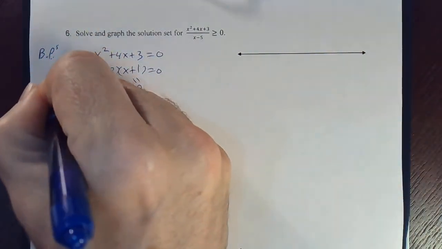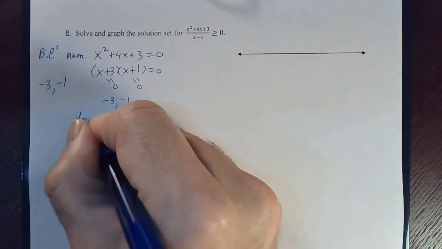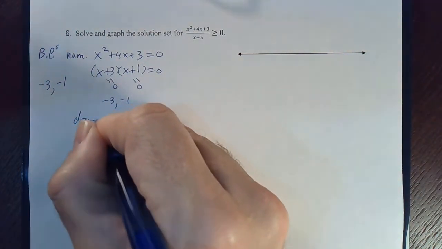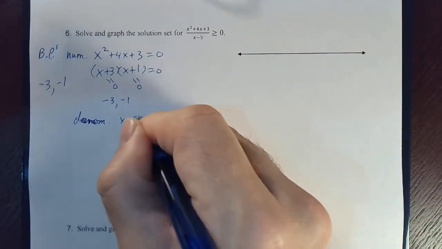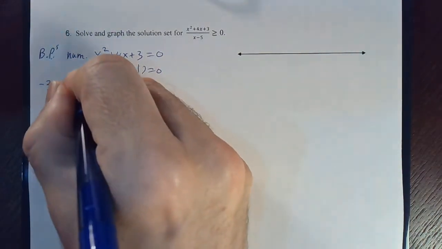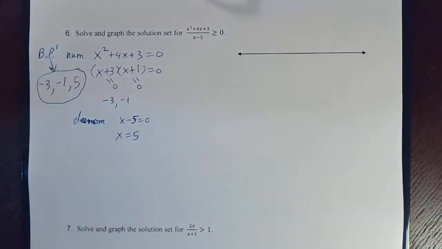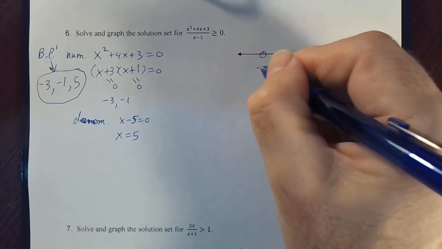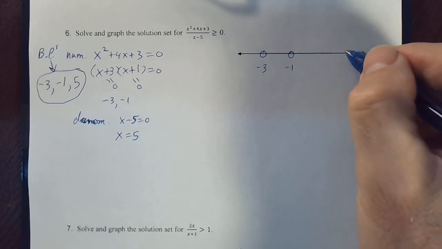Maybe I'll write them over here. And then for the denominator, that'll be pretty trivial. Denominator: x minus 5 equals 0 means x equals 5. So that would be our third and final boundary point. So let's plot those. We'll put -3 here, -1 there, and 5 we'll put about there.